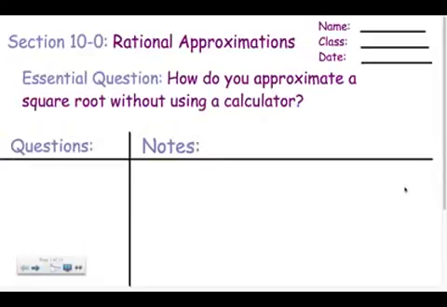Functional approximations. Essential question: how do you approximate a square root without using a calculator? So this lesson is all going to be about approximating and estimating decimals for square roots. Please do not use a calculator for this lesson.